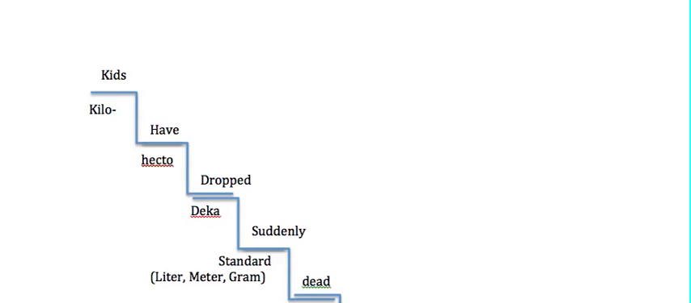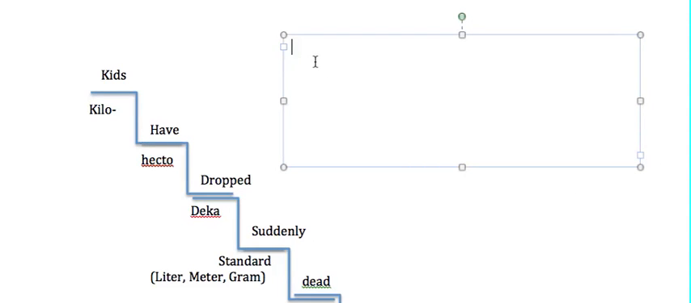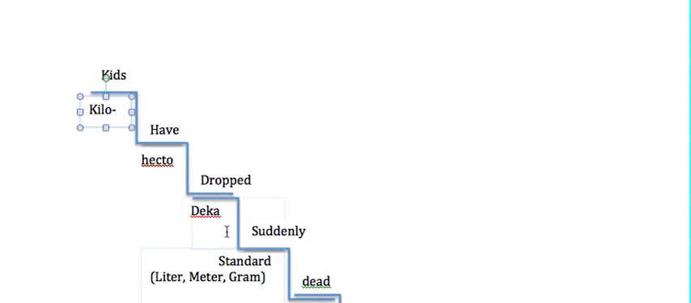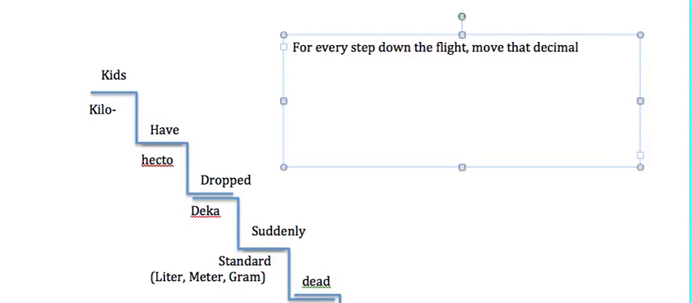And the next thing we're going to do is learn a little rhyme to help you remember what to do. I'm just inserting a text box here. So if we are converting, let's say, from kilo to the standard unit, so let's say kilometers to a regular meter, we can remember this little line: for every step down the flight, move that decimal to the right.